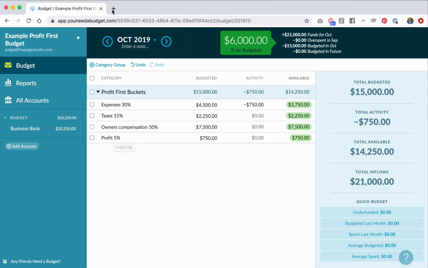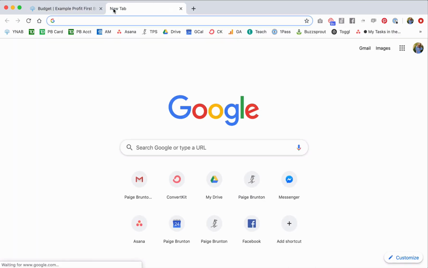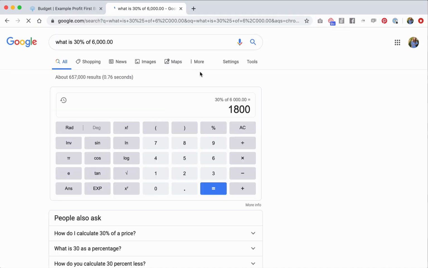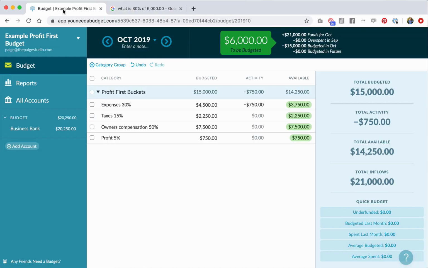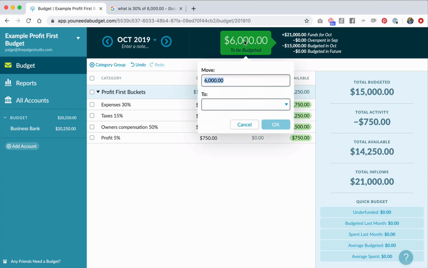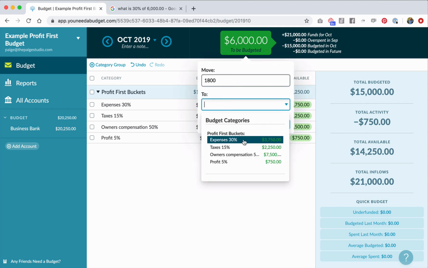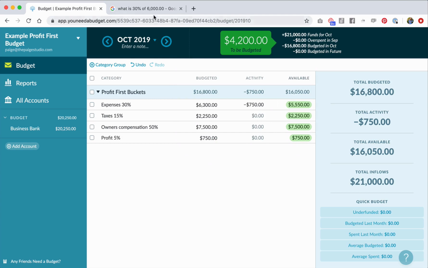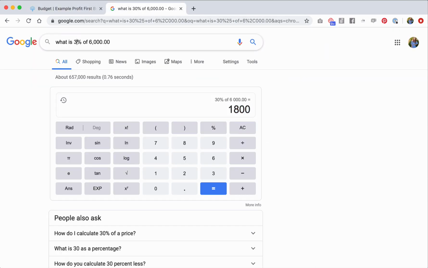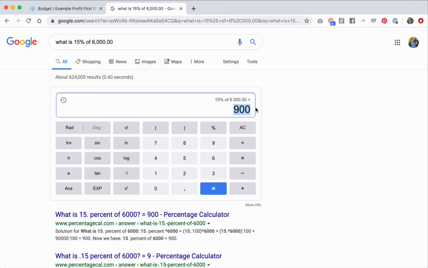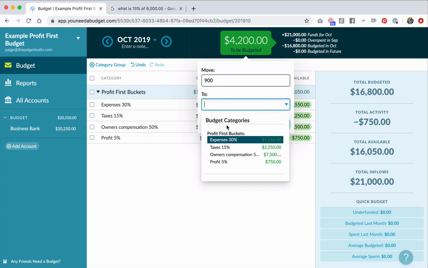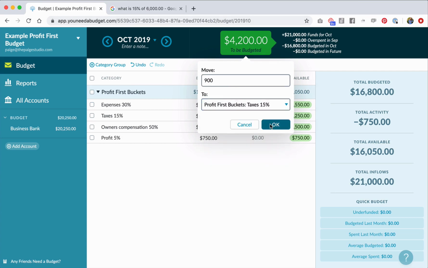5% of the money. So from there, what I do is I search what is 30% of $6,000. From there, just take that number. I go to To Be Budgeted, I type in the number, and then I take that money and put it into the expenses bucket, which gets 30% of the total revenue. From there, I need to do what is 15%, 900. I come back here, take from my To Be Budgeted, and I put it into taxes.